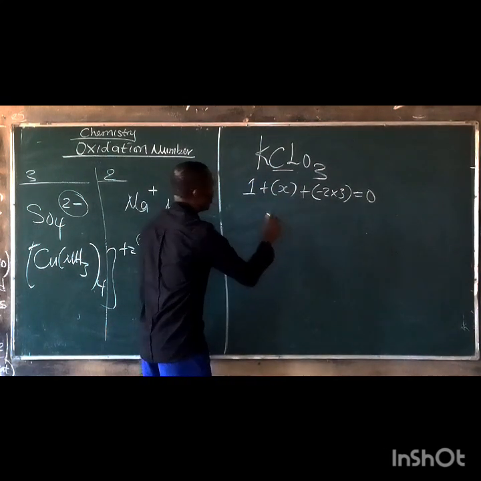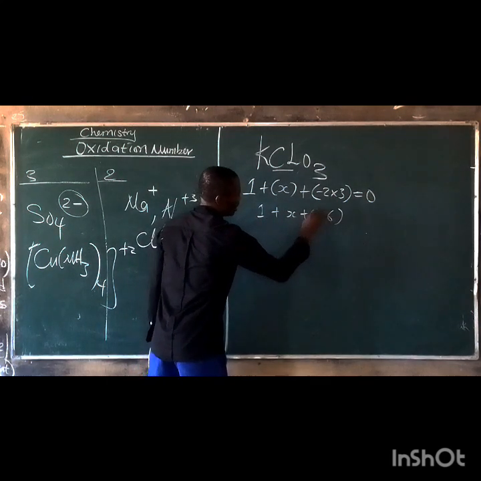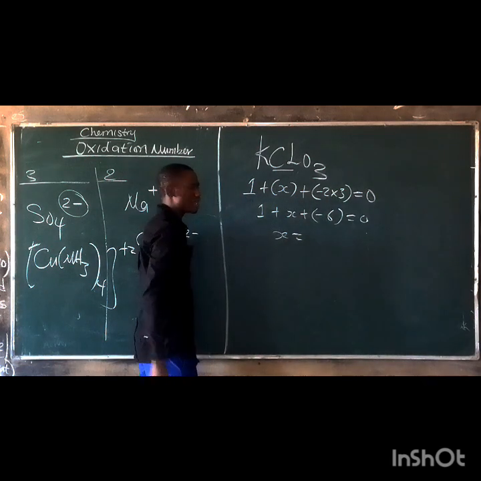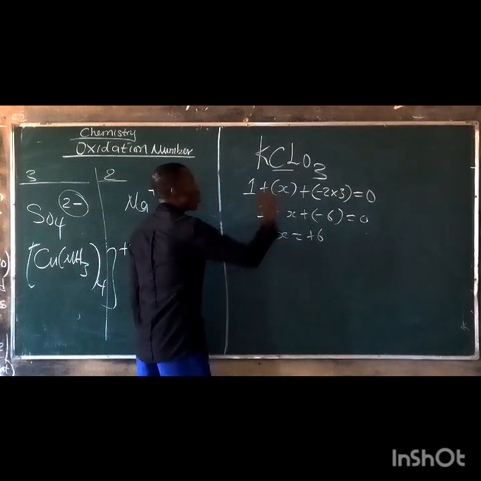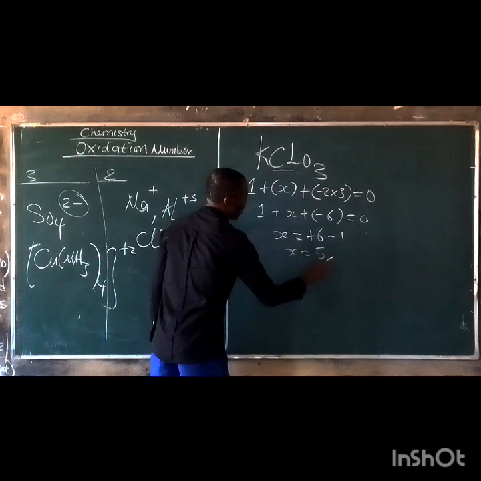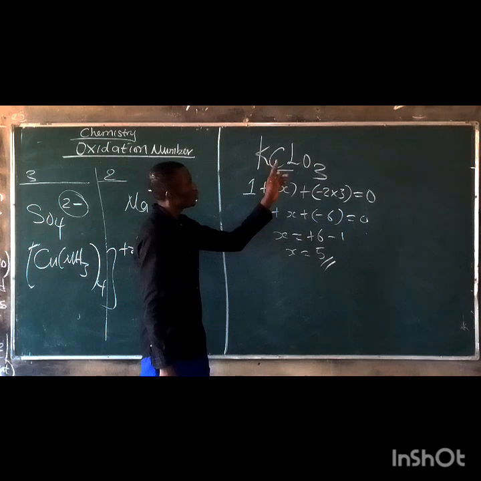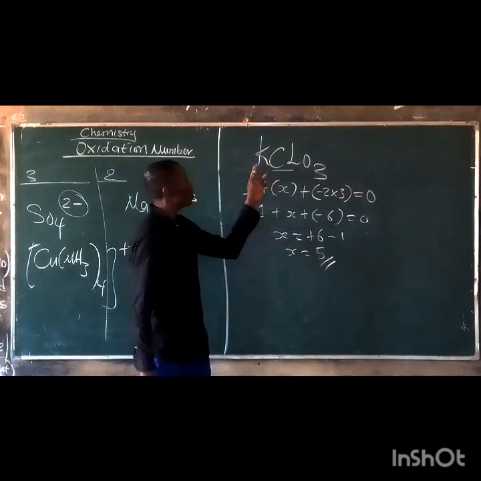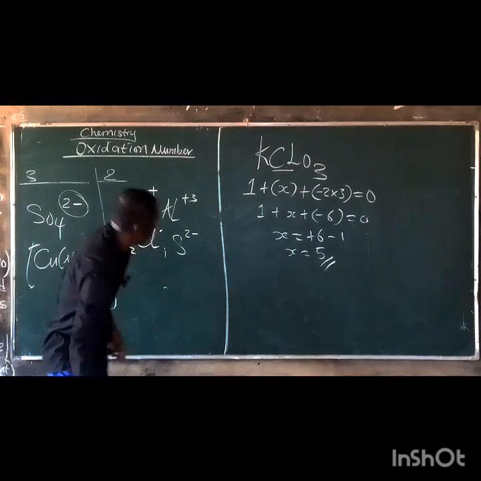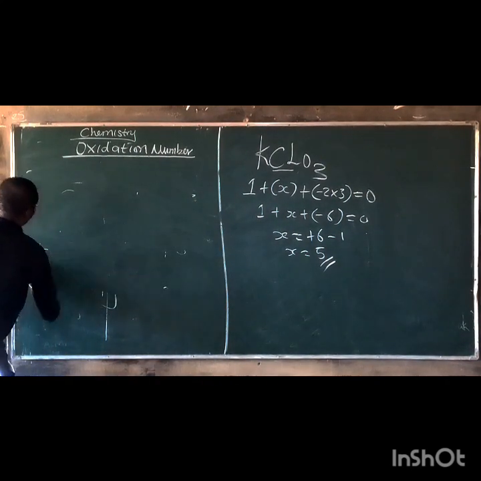We should see a compound now. So we have 1 plus x plus -6 is equal to 0. So we have that x. When 6 goes to the other side, it becomes +6. When 1 goes to the other side, it becomes -1. So x is equal to 5. So this is potassium trioxochlorate 5. Potassium trioxochlorate 5. So let's do another one.